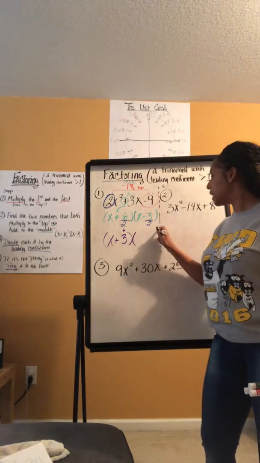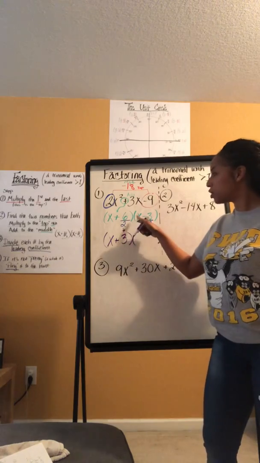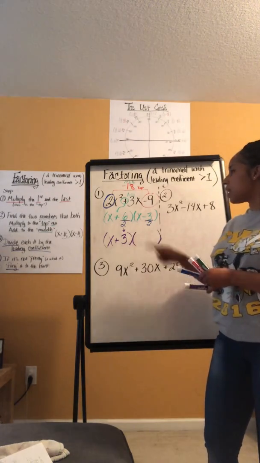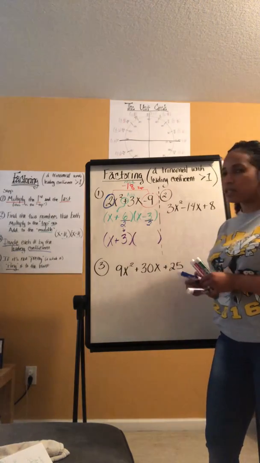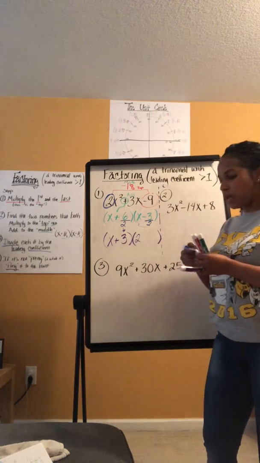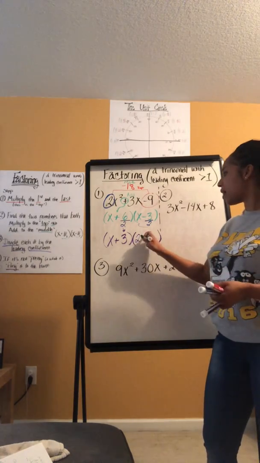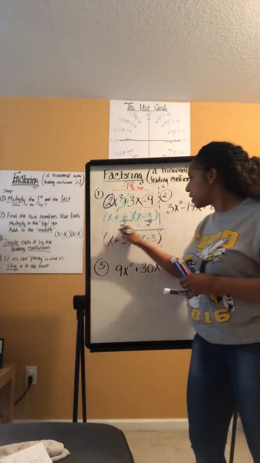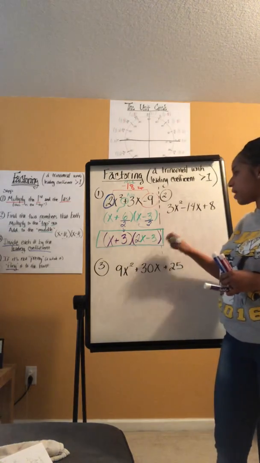I want to fling that bottom number to the front. Okay? So that 2, because it did not simplify, -3 over 2 doesn't turn into a whole number, I'm going to fling that 2 to the front. So I have my 2, and then I still have my x minus 3. And that is my final answer. This is my factored form.